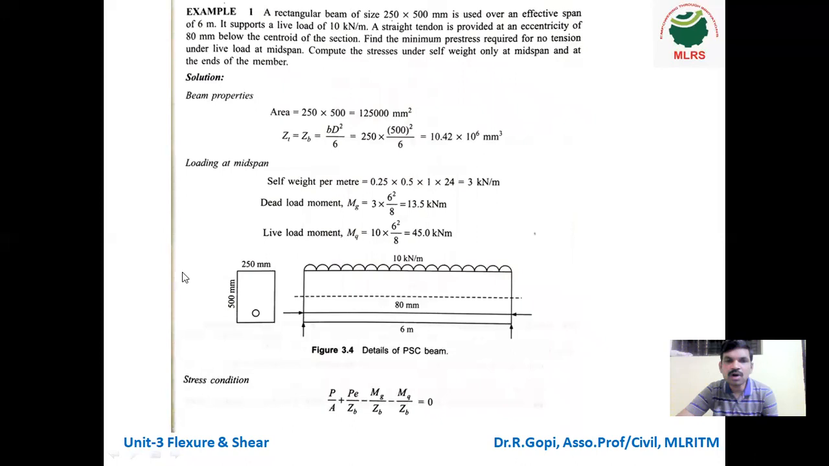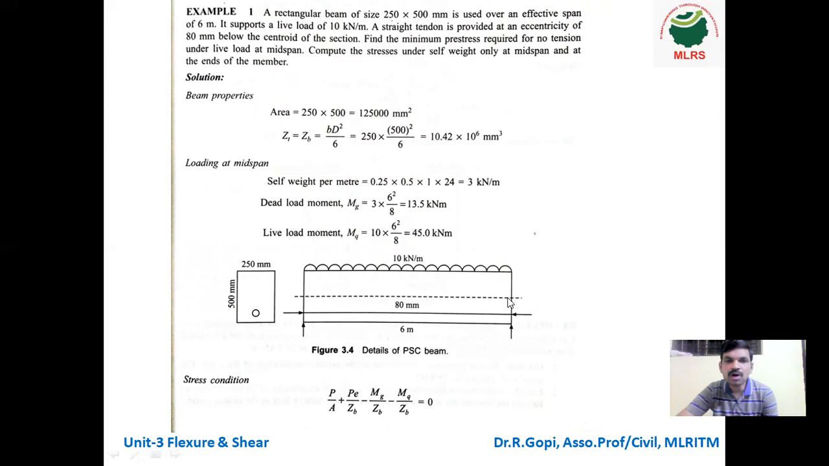A rectangular beam of size 250 mm into 500 mm is used over an effective span of 6 meter. It supports a live load of 10 kilonewton per meter. A straight tendon is provided at an eccentricity of 80 mm below the centroid of the section. Find the minimum prestress required for no tension under live load at midspan. Compute the stress under self weight only at midspan and at the ends of the member.